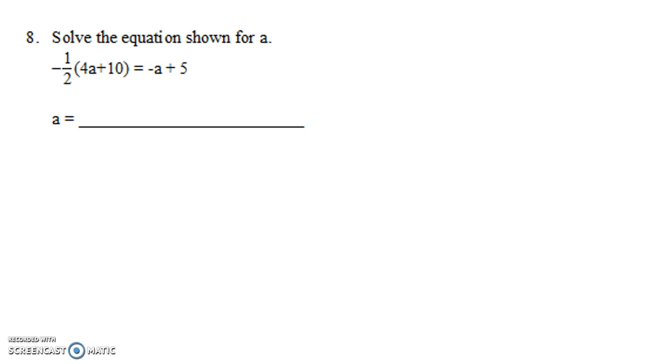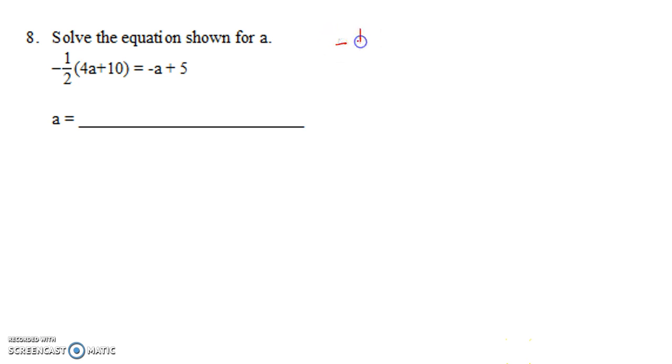Solve the equation shown for a. Now, a lot of you always ask me, how do I know when to multiply to the inside of the parentheses and when not to? Anytime your fraction is outside of the parentheses, you're only multiplying the fraction to eliminate it.